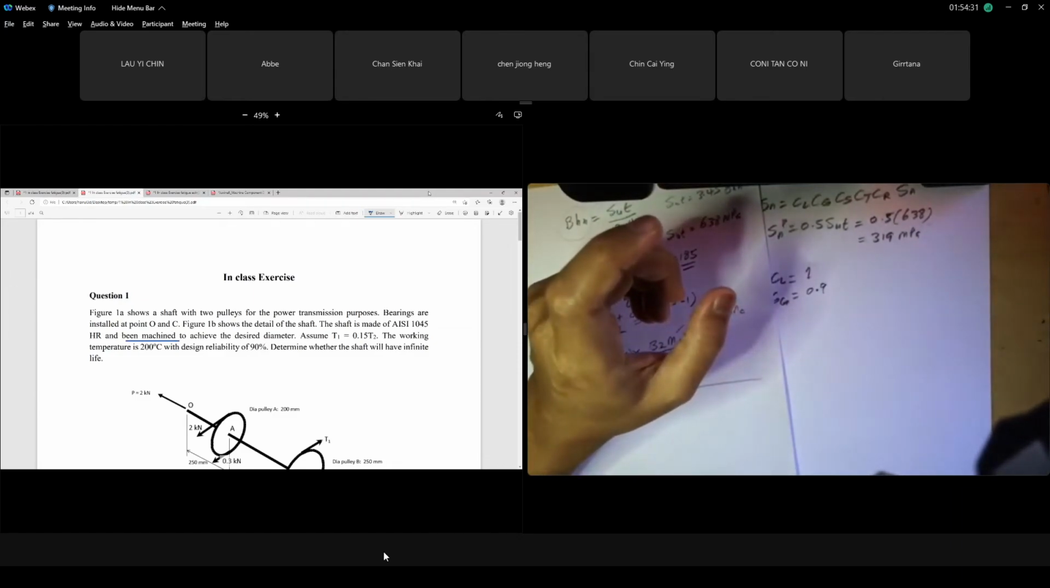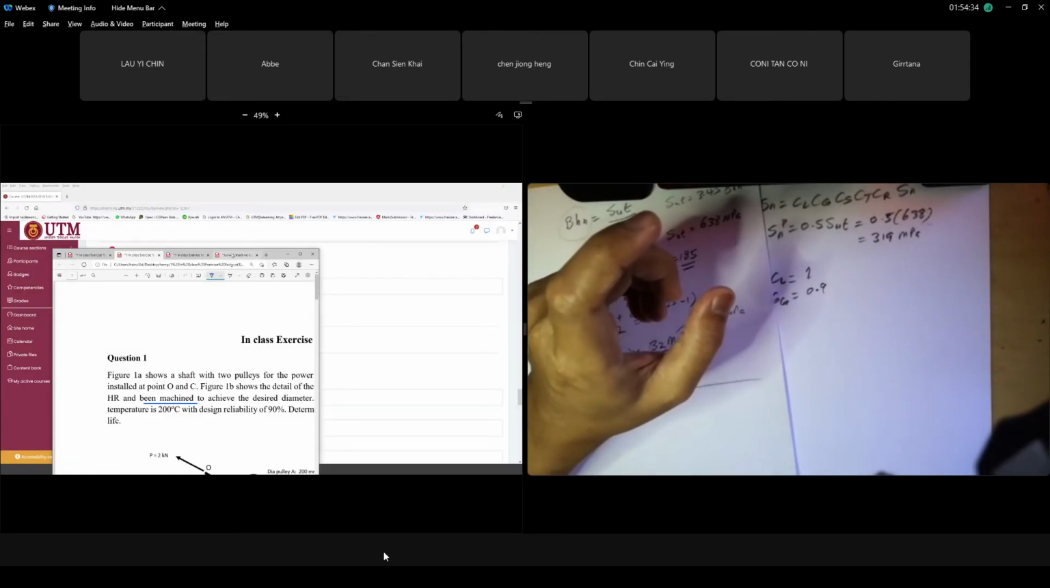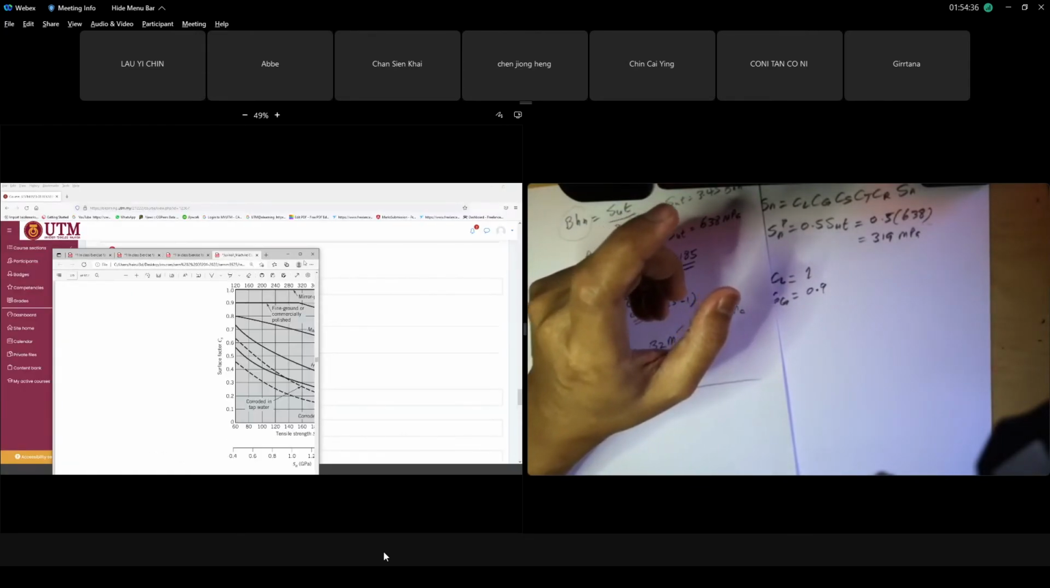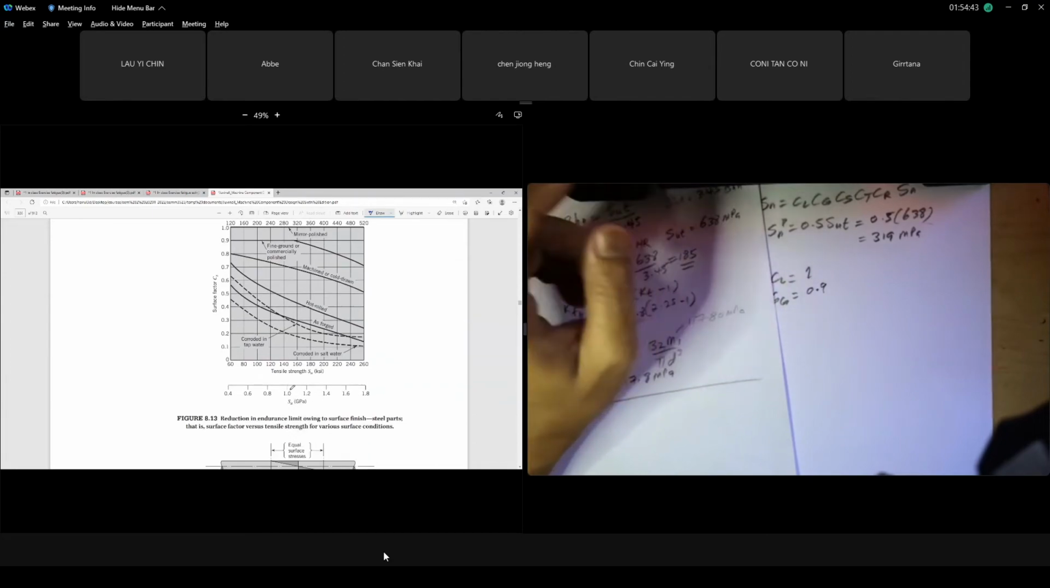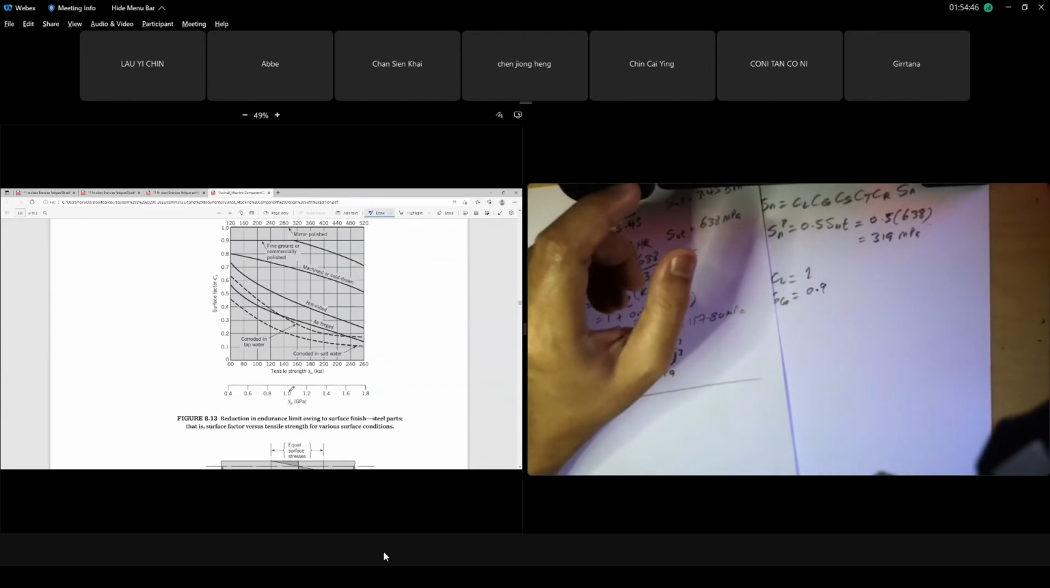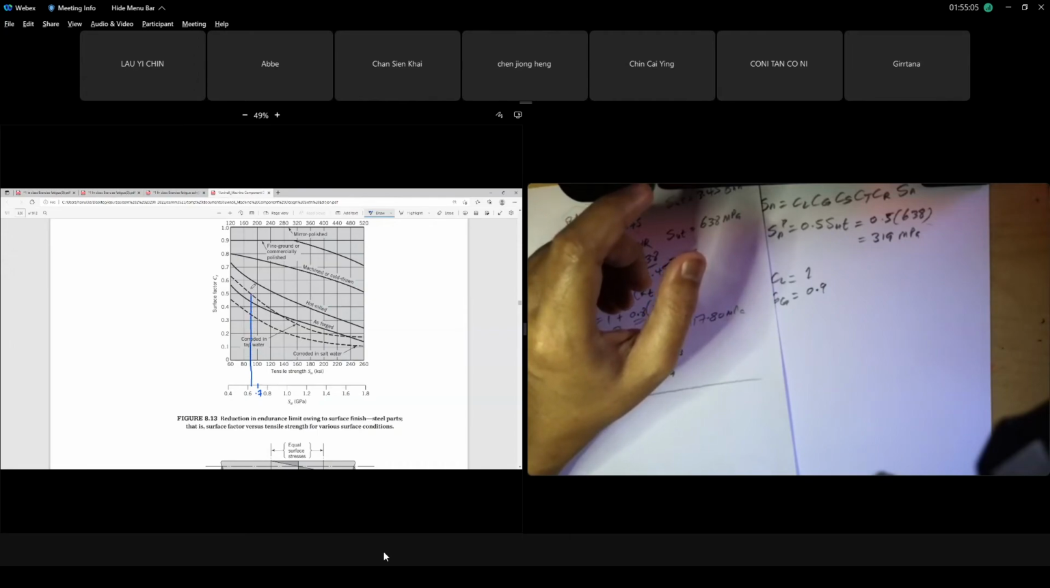So lathe machine means we use the machined line on the graph. Now we draw to get our CS. Remember our SUT is 638 megapascal, so 638 megapascal will be 0.638 somewhere. This is 0.7, so 0.638 will be somewhere around here. Use a ruler, guys. Don't do it like this. Use a ruler until you bring it up to intersect.